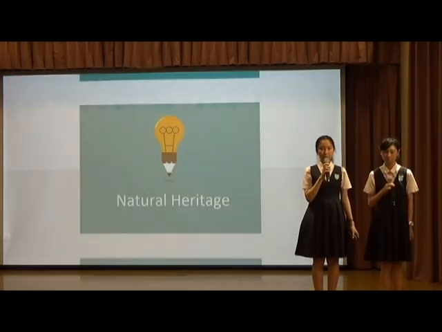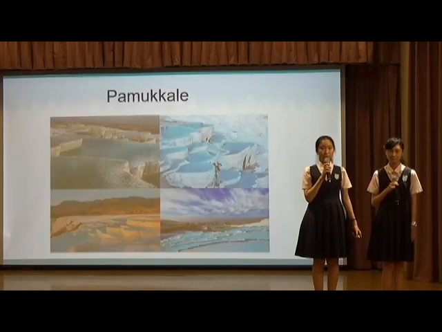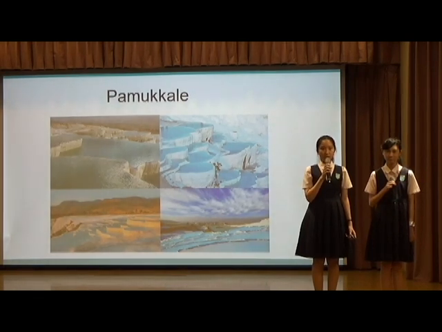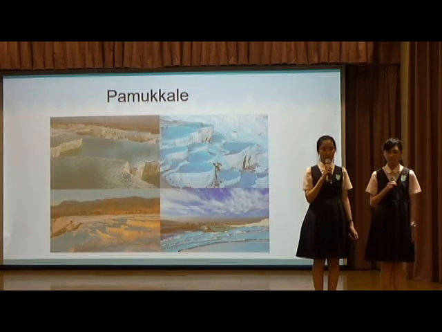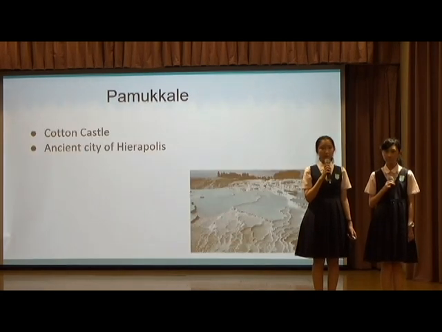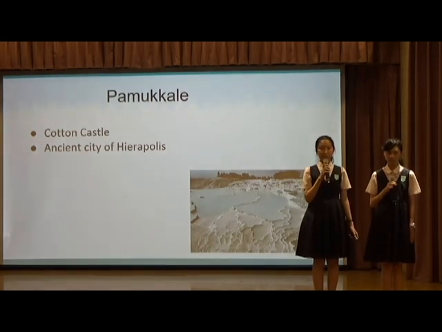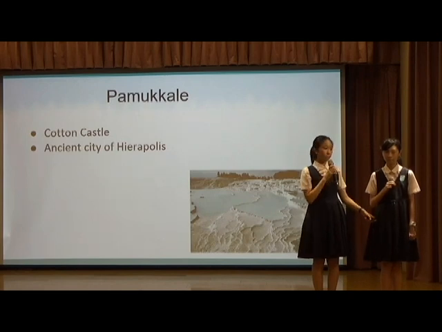And now I'm going to talk about natural heritage. Pamukkale is a very famous natural site in Turkey. The meaning of its name is Cotton Castle. The water in it is a hot spring. On the top of the mountain, there is the ancient city of Hierapolis. Here, you can see many Roman temples.